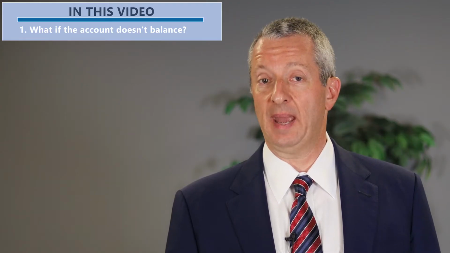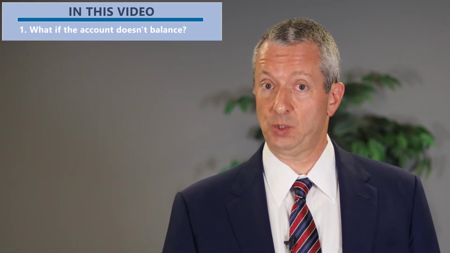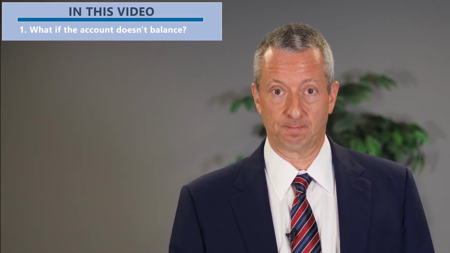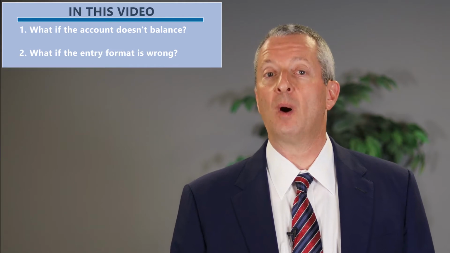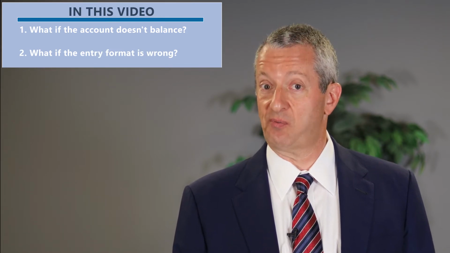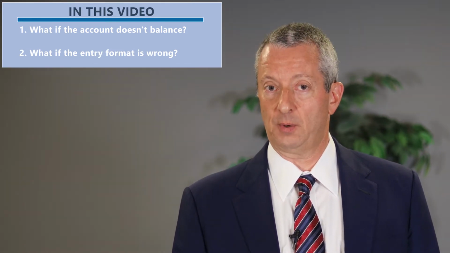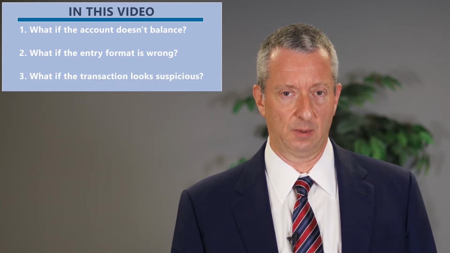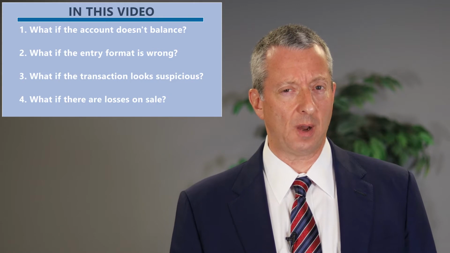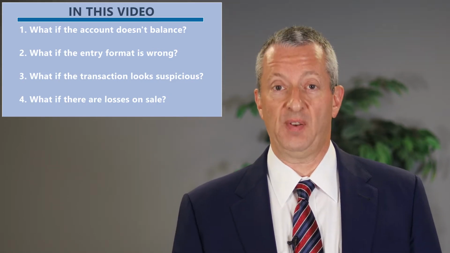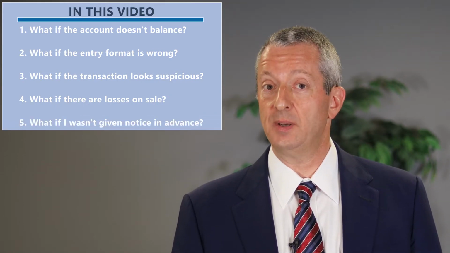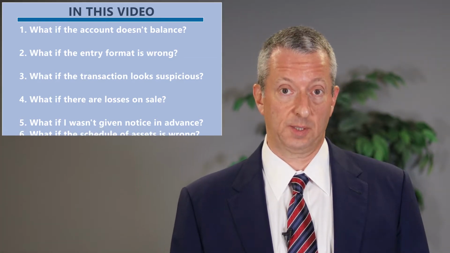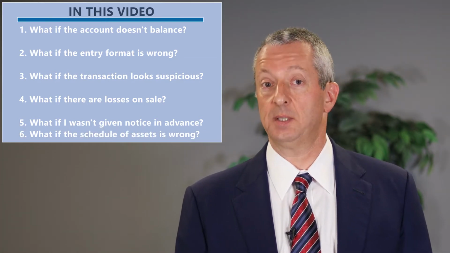In this video, I'll be answering the following 6 questions. First, what if the account doesn't balance? Second, what if the trustee has used the wrong format for the account? Third, what if I see a suspicious transaction in the account? Fourth, what if there are losses on sale? Fifth, what if I wasn't given notice in advance of the trustee's actions? Sixth, what if the schedule of assets is incorrect?